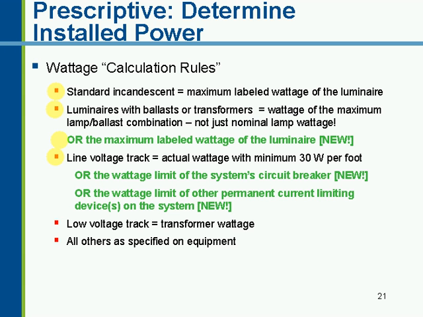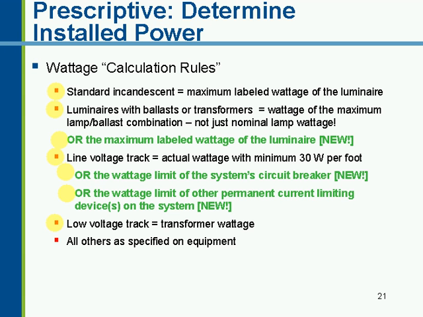For line voltage track, the typical rule has always been the actual wattage of the heads or a minimum of 30 watts per foot. However, in some cases, 30 watts per foot might be more than you can actually put on there. So a couple of compliance options have been added in 2007. One says it can be the wattage limit of the system circuit breaker, which makes sense. If you can't go any higher than that, you shouldn't have to be claiming anything more than that. A second option is if you are installing a permanent current limiter on that track system, you can use that value as well. Again, that permanent limiter sets the maximum you can put on it, and you shouldn't have to be forced to claim anything more than that.